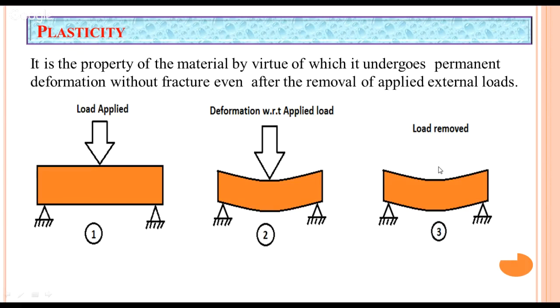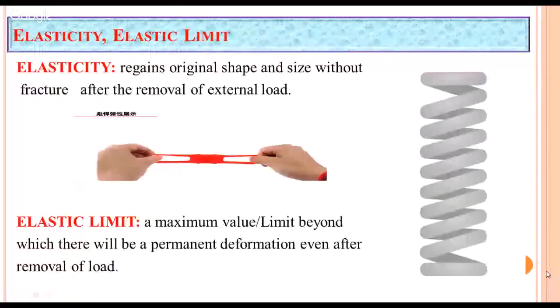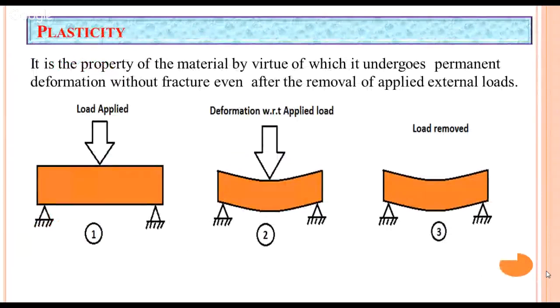It is also one of the important properties in determining the strength of materials, by virtue of which a material undergoes permanent deformation without fracture even after the removal of external load. That means even if we remove the external loads from the body, it doesn't regain its original size and shape. Some examples of plastic materials are rocks, soil, and cement, which we come across in our daily life. These two properties, elasticity and plasticity, along with elastic limits, play a prime role in determining the strength of any materials we use in our various structures.